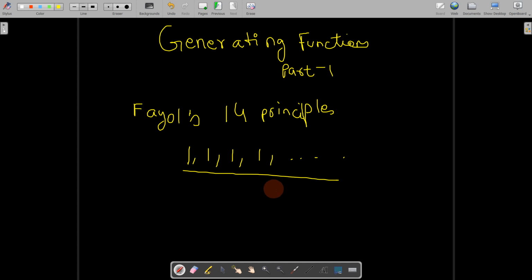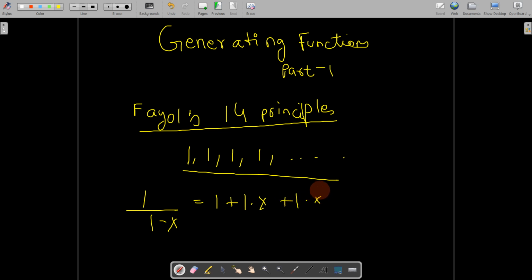So which closed form or summary, like the story in the analogy that helped me remember Fayol's principles, compresses this sequence? It is nothing but the formula for the sum of infinite terms of a GP. That is 1 by 1 minus x is equal to, and inside this closed form you can generate the whole sequence, that is 1 plus 1 into x plus 1 into x square plus 1 into x cube plus so on.